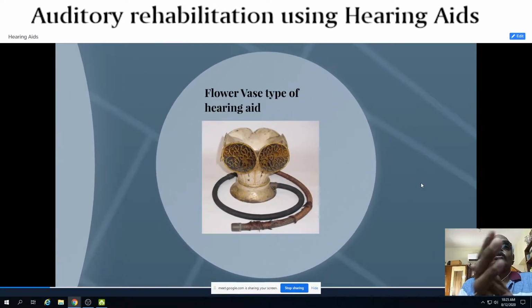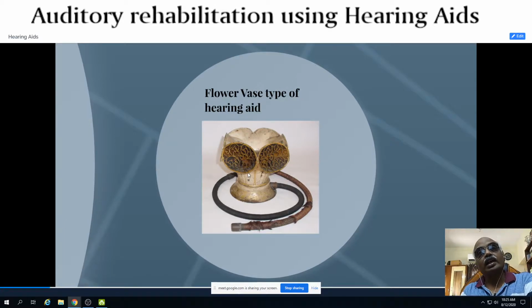Then, out of curiosity, I am showing you this image. This image was actually taken from one of the museums in London. See here, this was actually a flower vase. The flowers will be placed inside this flower vase. It will be on the table, and the pipe you see won't be visible. It will be hidden under the table. This will faithfully transmit the sound to the king's ear.